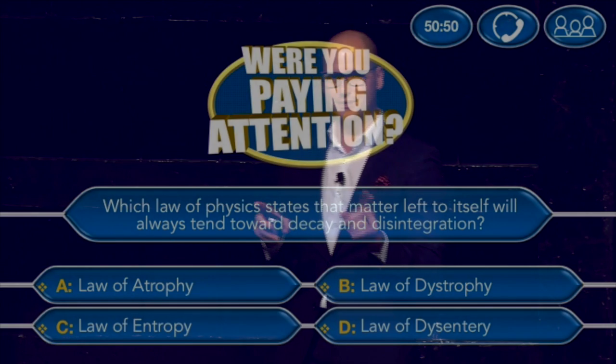Okay, so I'll give you a few moments to have a think, confer perhaps with the person next to you, and let's do a straw poll. Who thinks it's A, the law of atrophy? Hands up if you think it's A. A number of us do. Okay, who thinks it's B, the law of dystrophy? Hands up. A few of you. Okay, C, the law of entropy. Okay, quite a number.